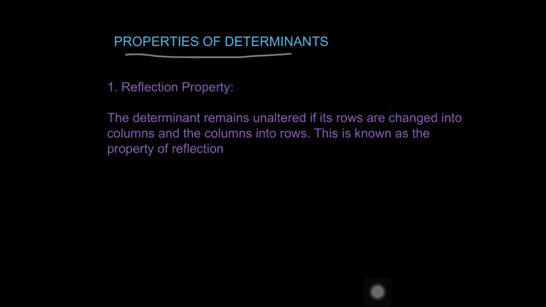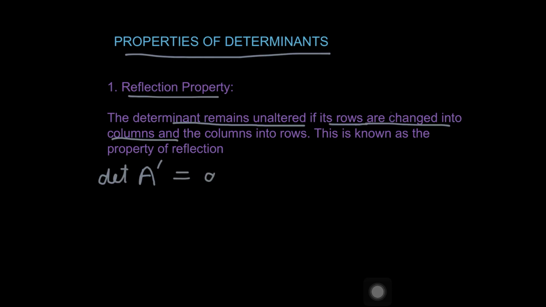Let's see the properties of determinants. The first one is the reflection property. The reflection property means the determinant remains unaltered, meaning the determinant will not change if its rows are changed into columns. In the transpose of A, all the rows become the columns of matrix A. So if you're finding the determinant of A dash, that will be the same as the determinant of A.